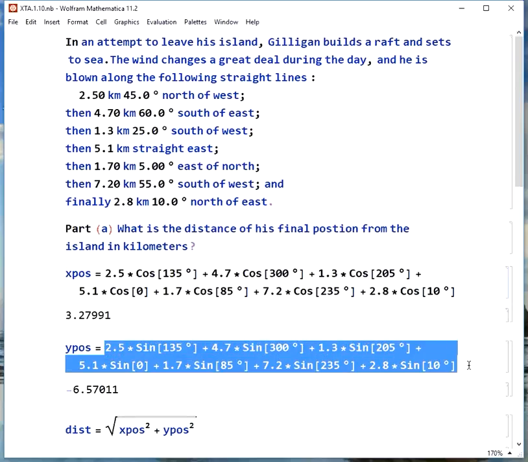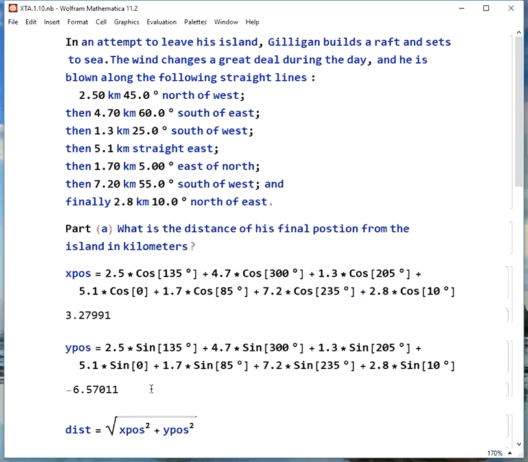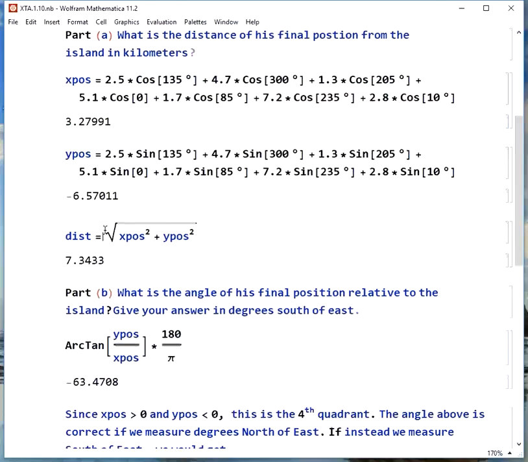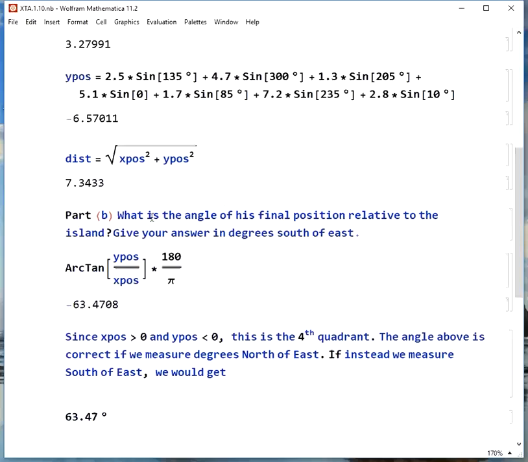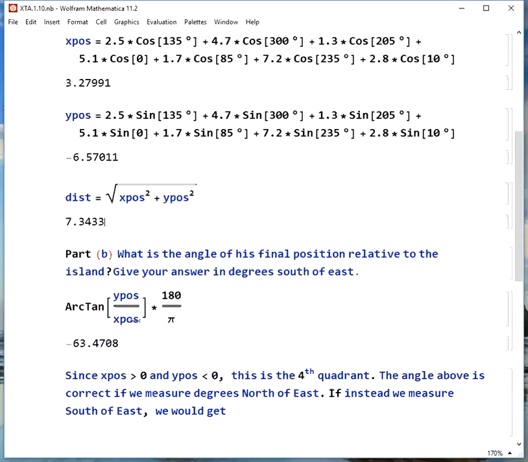We just change from cosine to sine. We get negative 6.57 kilometers. Our total distance is the square root of the sum of the squares, or 7.34 kilometers. As far as direction, we do the arctangent of y over x. We get negative 63.47 degrees.